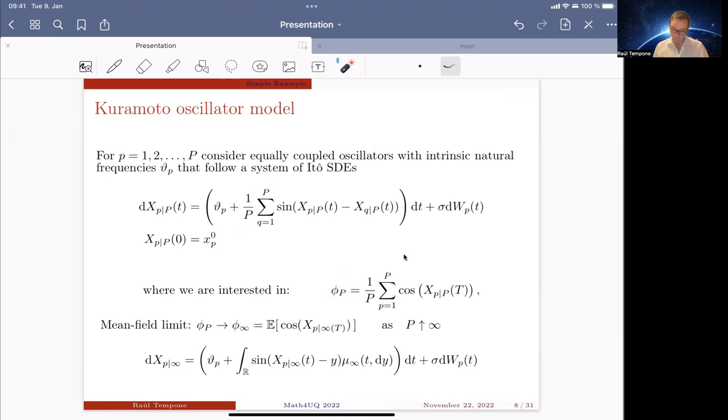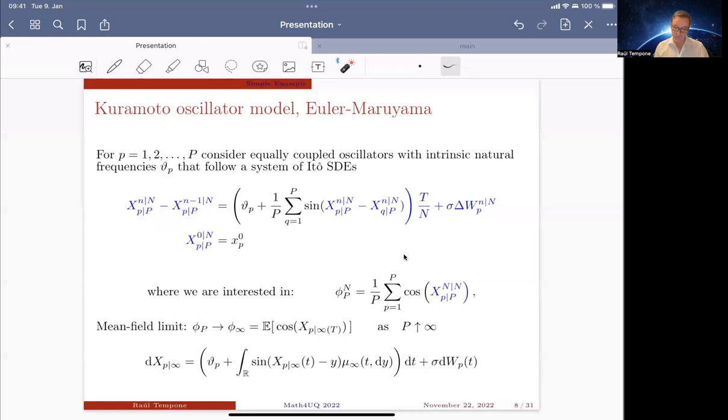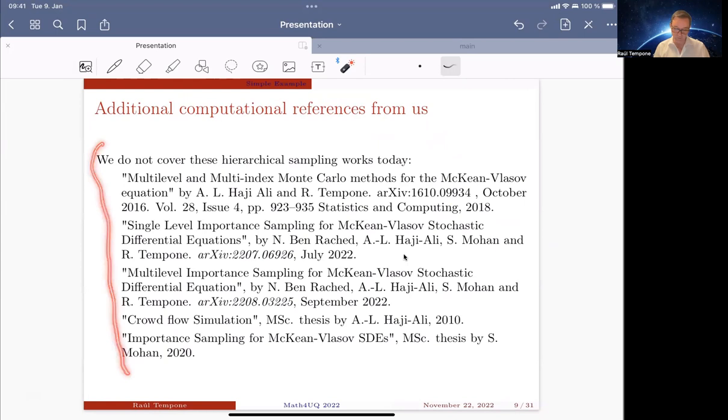When you simulate, as we do with the standard SDEs, you can play with multi-level, you can play with multi-index, and you get further improvements. But that thing is not the talk of today. So for that, I give you some references from us, where we did some multi-level, multi-index for the McKean-Vlasov, and then we did some importance sampling for that in hierarchical fashion as well. And I also cite the two master theses that the group did, one in 2010. It's incredible how time flies, by Abdo and by Sham in 2020. Maybe I made a mistake on this 2020. Anyways, let's go to the talk of today.